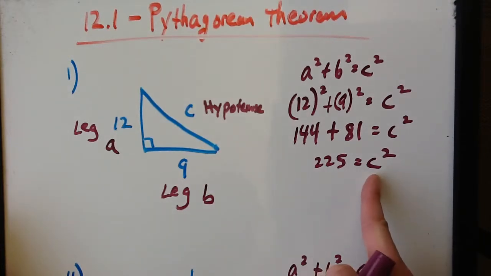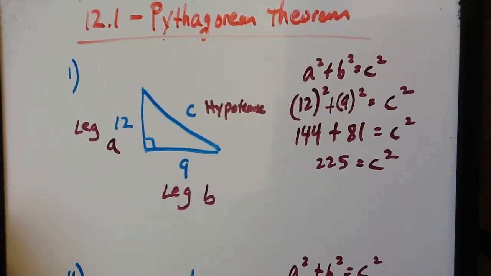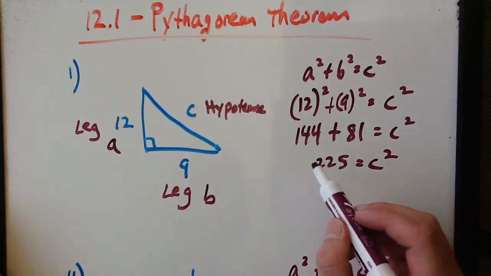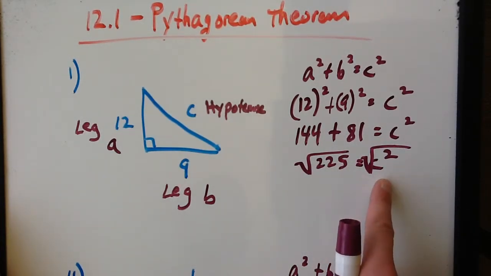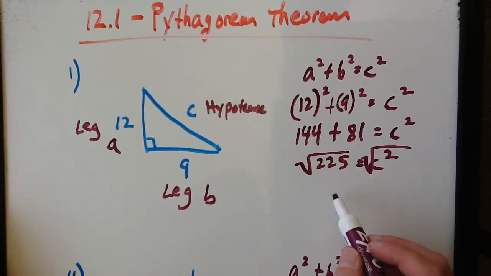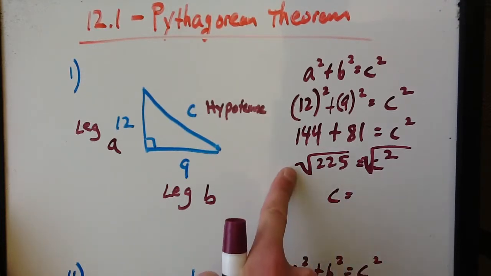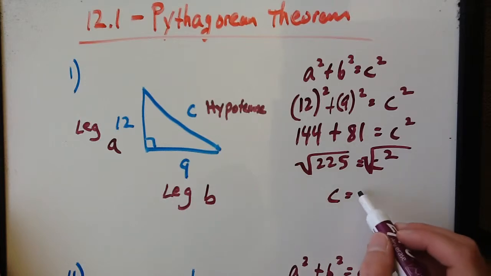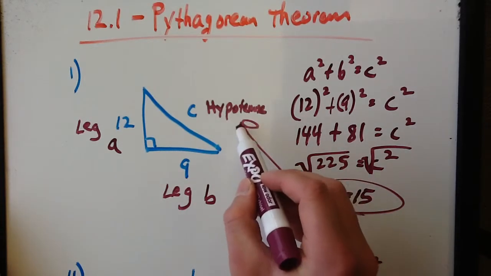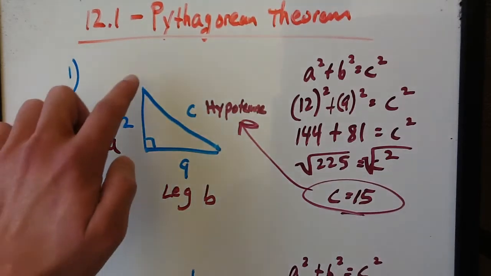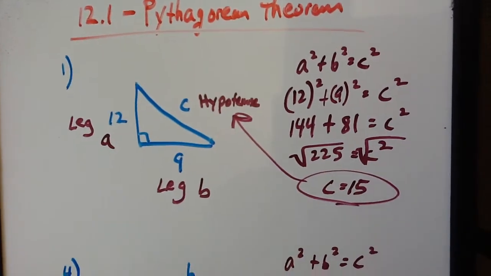So I need to undo the square. What is the inverse operation of a square? That is a square root. I must take the square root of both sides. So the square root of c squared, that would just be c, and the square root of 225, that is 15. So c is equal to 15. C is the hypotenuse. It's the length of the side opposite the right angle.